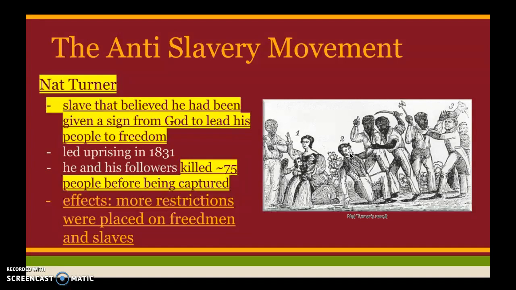And in 1831, he believed that he had been given a sign from God to lead his people to freedom. So he organized a slave rebellion that was carried out in August of 1831. He and his followers killed, accounts vary, anywhere from 55 to 75 people before being captured.